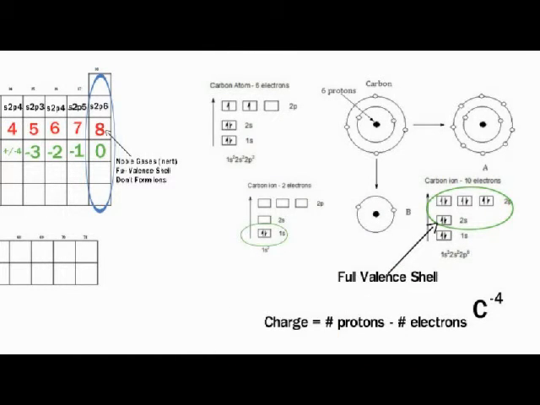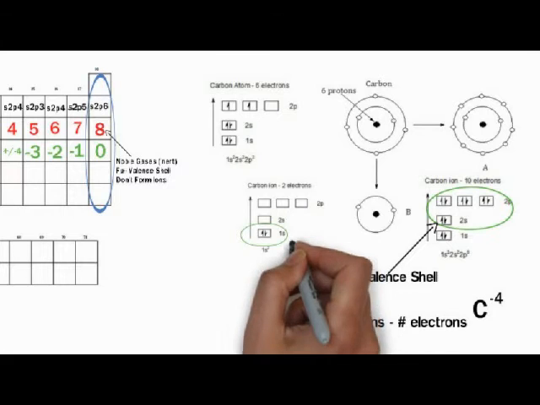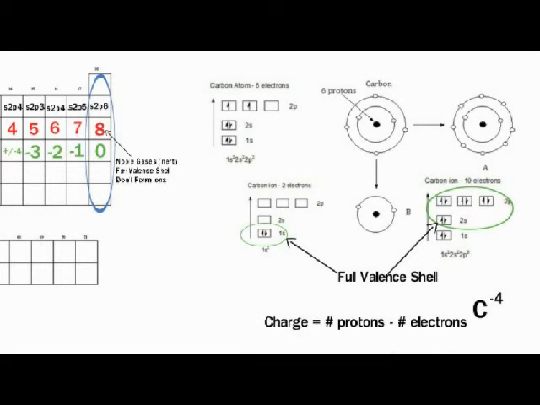Now we could also, going to atom B, lose our electrons. And in losing the electrons, we would end up with a carbon with a +4 charge. So the +4 charge is because we have 6 protons minus 2 electrons, which gives us +4.